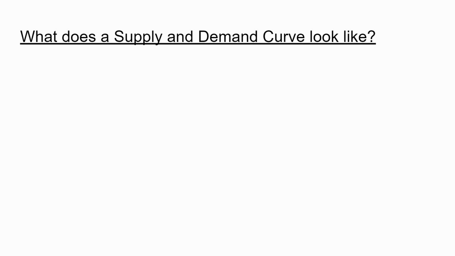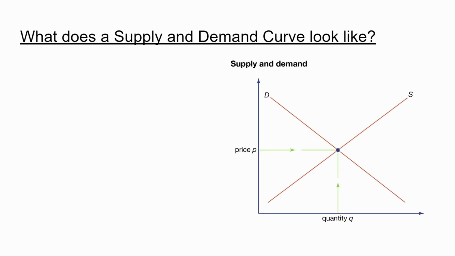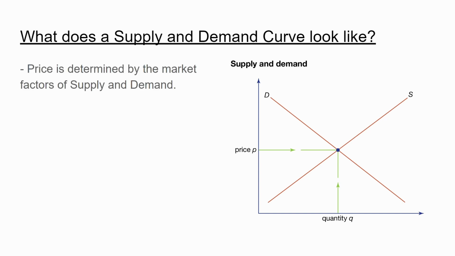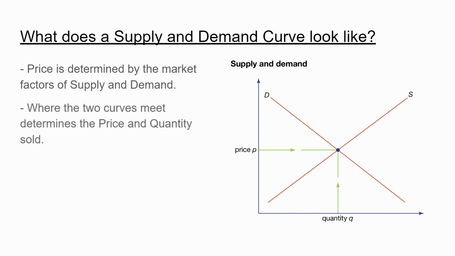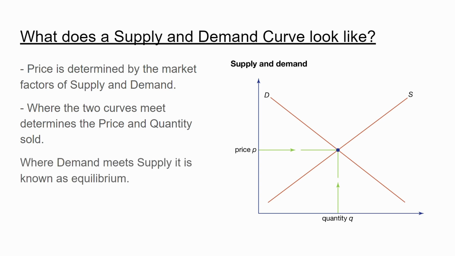So what does a supply and demand curve look like? Well, a supply and demand curve you can see on the right hand side of the screen, and it includes both the two curves on the graph. So price is determined by the market factors of both supply and demand, and where the two curves meet determines the price and the quantity sold. And where demand meets supply is also known as the equilibrium, and we'll get onto this in the next video.